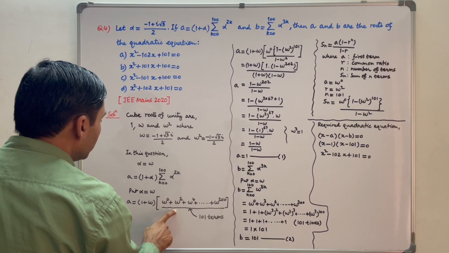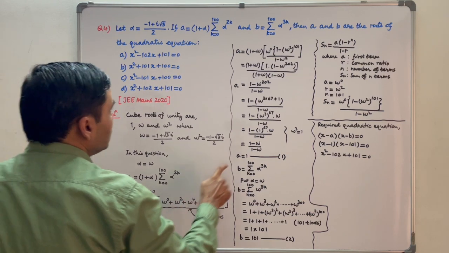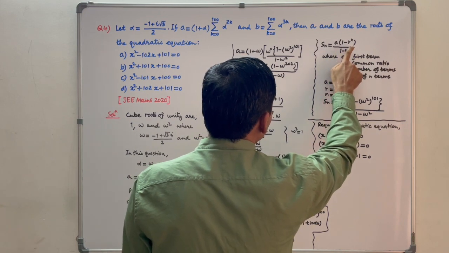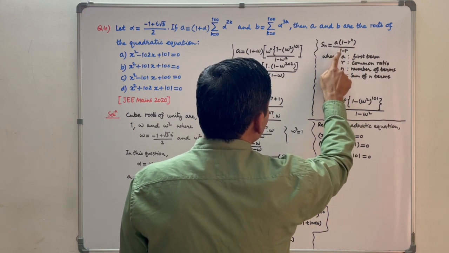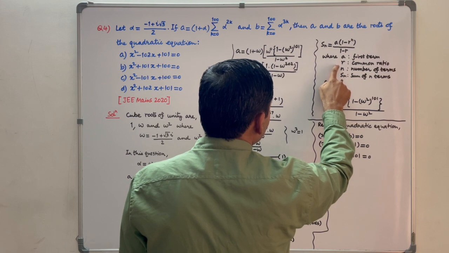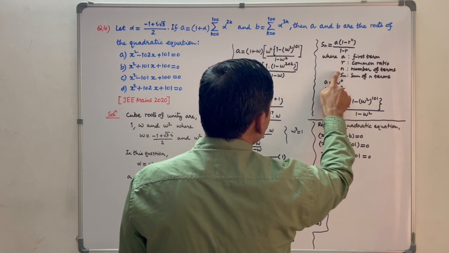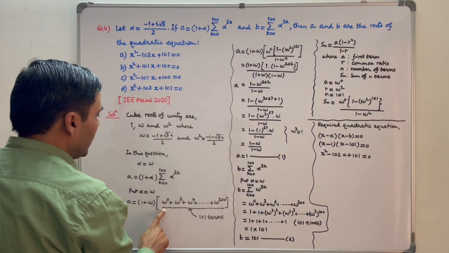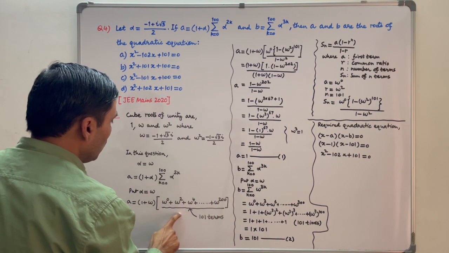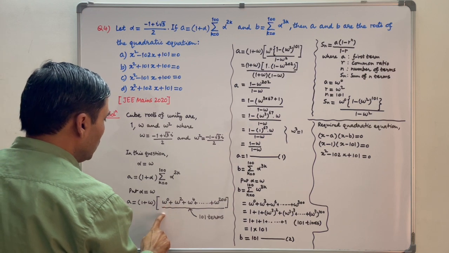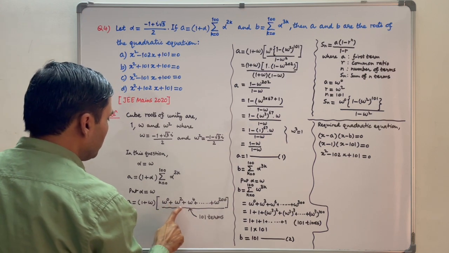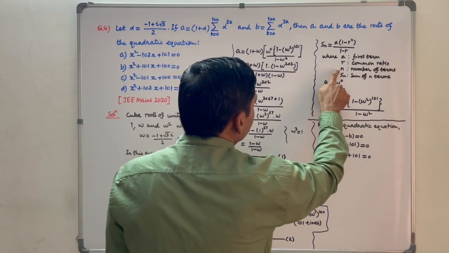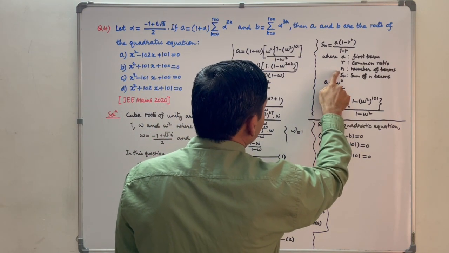Sum of n terms of a GP series is given by the formula Sn is equal to a into (1 minus r to power n) upon (1 minus r), where a is the first term, r is the common ratio, and n is the number of terms. First term is omega to power 0, and common ratio r is equal to omega square upon omega to power 0, or omega to power 4 upon omega square. So r is equal to omega square. Number of terms n is equal to 101.